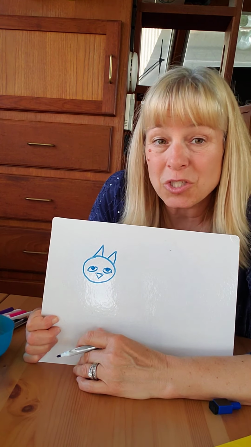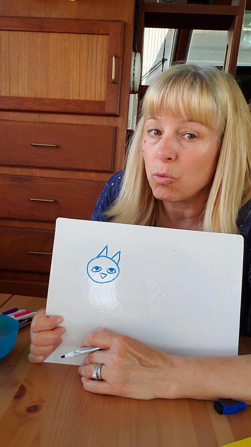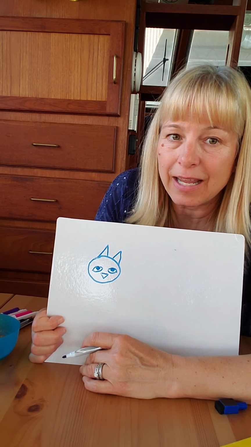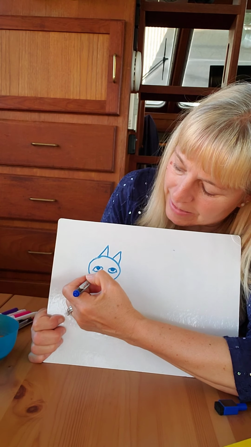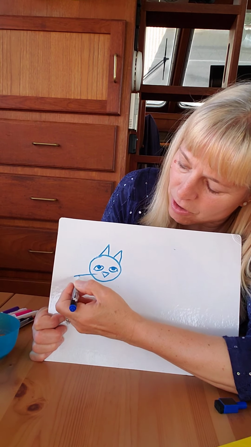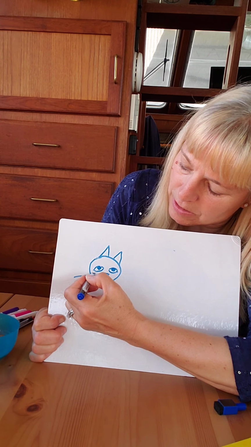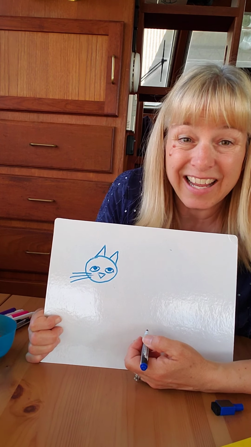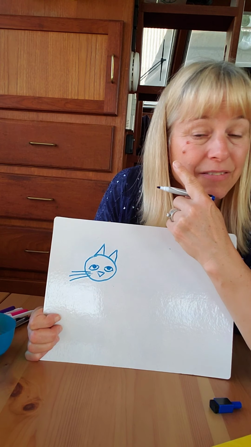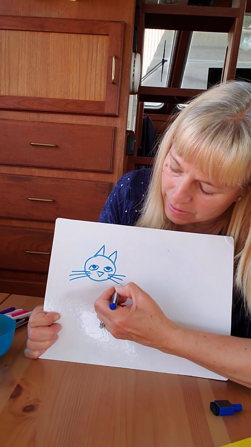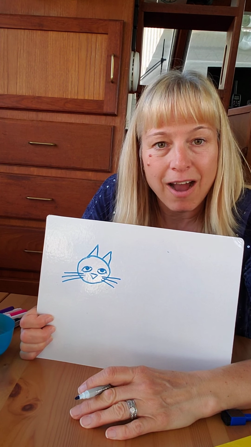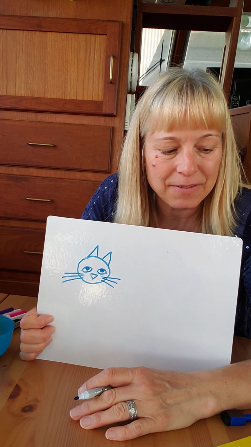Now cats also have something called whiskers. Whiskers are really easy to make. They're just straight lines that come out from their face. So I'm going to draw some whiskers on Pete the cat. And he has whiskers on each side of his face. So I'm going to come over here and draw some more. Ta-da! We just made a cat's head.